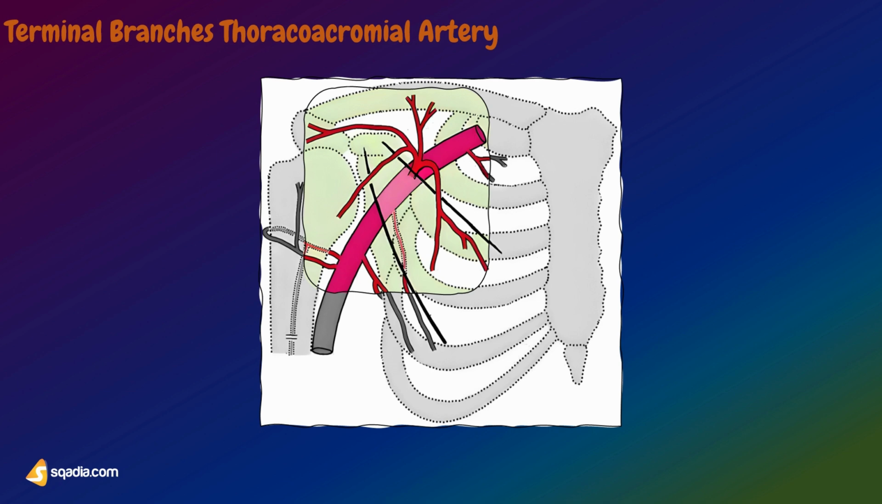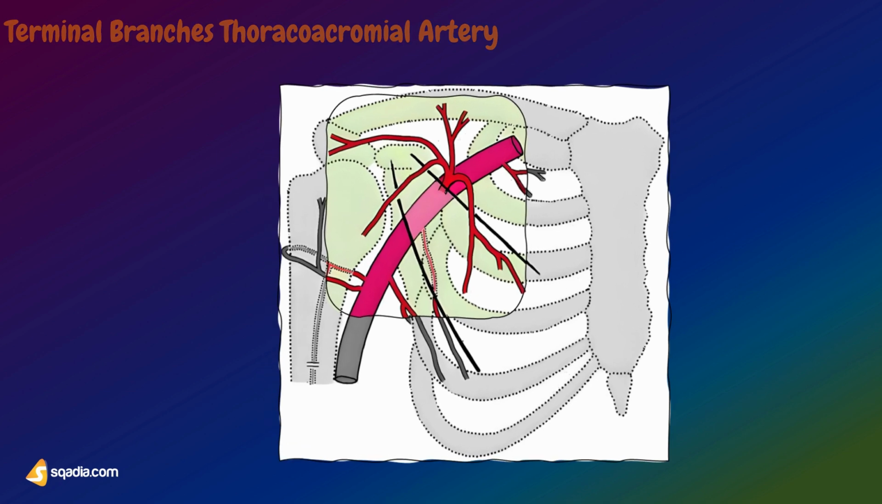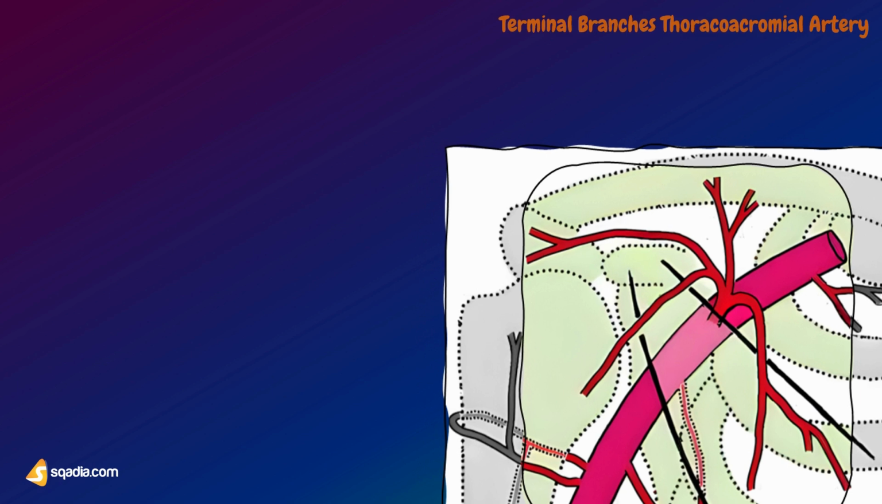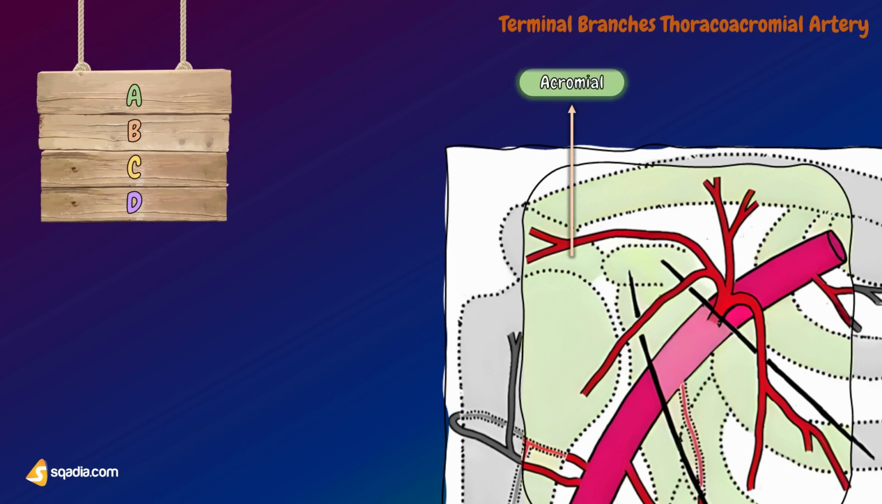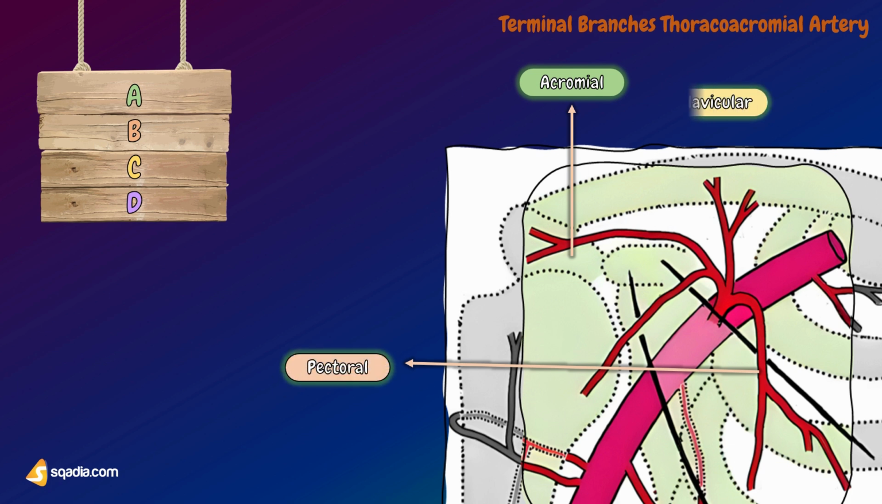Now, we mentioned before that the thoracoacromial artery gives off four further branches. You can easily remember them as ABCD, where A is for acromial artery, B is for breast or the pectoral artery, C is for clavicular artery, and D is for deltoid artery. That ends our discussion on the axillary artery and its branches.